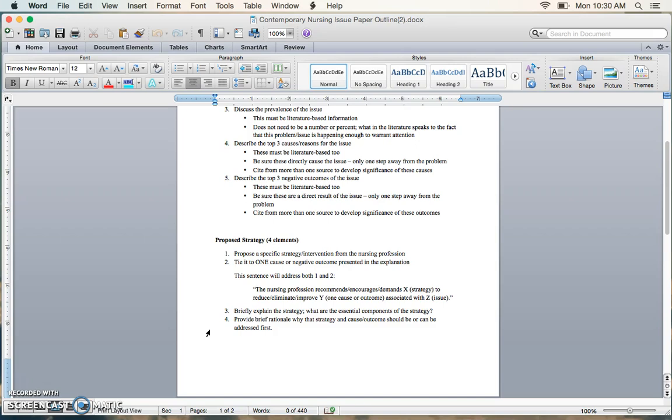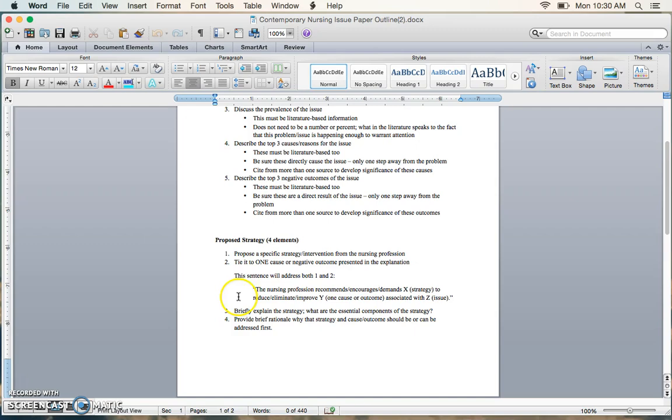Okay, what do you say will fix the problem, and how do you propose to fix the problem in your evidence-based solution? Again, this is not something that you come up with as an idea. This is something that the evidence or the literature states is something that will work. So you will propose a specific strategy. You will tie it to one cause or negative outcome.